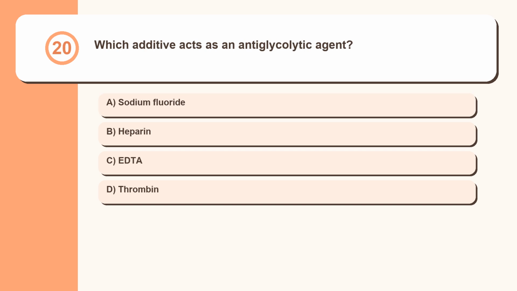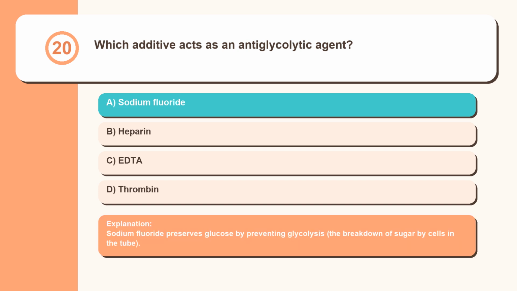Question 20. Which additive acts as an antiglycolytic agent? Sodium fluoride, heparin, EDTA, thrombin. Sodium fluoride preserves glucose by preventing glycolysis, the breakdown of sugar by cells in the tube.